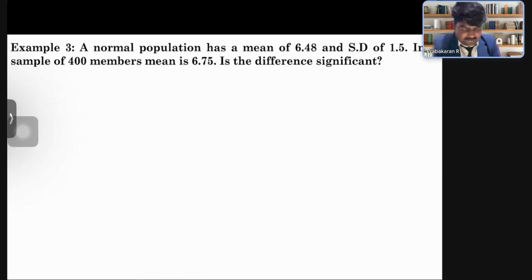So the next example is a normal population has a mean height 6.48, that is mu value is 6.48, population mean, and they've given standard deviation is 1.5 and the sample size is 400 and its mean is 6.75. So is the difference significant?